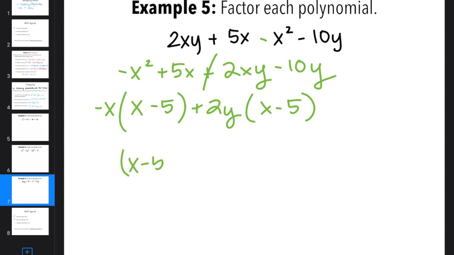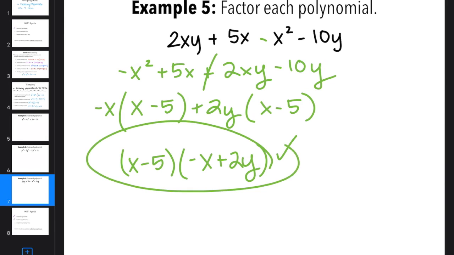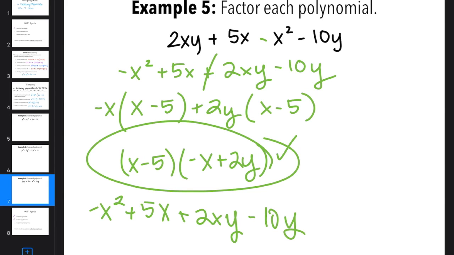All right, now I'm going to factor out my common binomial, which is x minus 5, leaving me with negative x plus 2y. Check. Let's double check. So negative x squared plus 5x plus 2xy minus 10y. There we have it, folks.